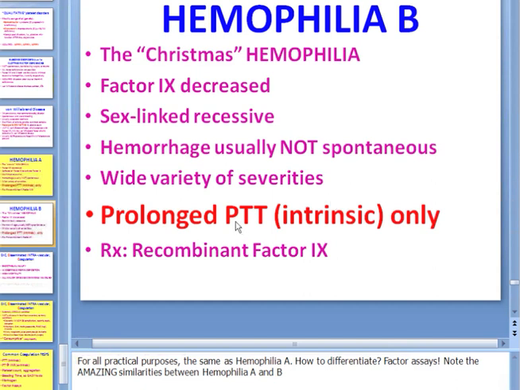And once again, it's a PTT test. That's basically only the PTT without the defect in the PT, or what they now call INR. The prolonged PTT is the main test for it, main abnormality. And how do you treat it? Well, same way you treated A. Rather than recombinant 8, you now got recombinant 9.